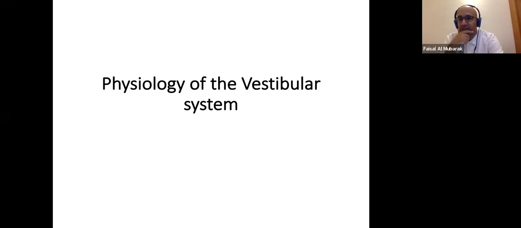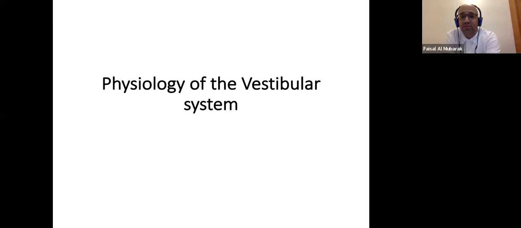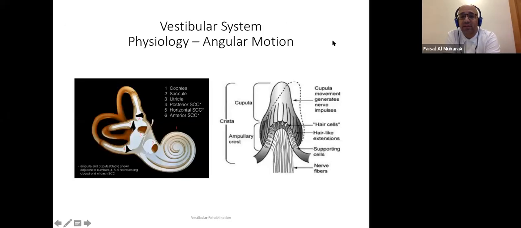Right? So let's move to physiology, if you allow me. Sure. Now we have angular motion and linear motion. As we said, the angular motion is the responsibility of the semicircular canals, and the linear motion is the responsibility of the otolith organs. Okay, let's start with the angular motion.